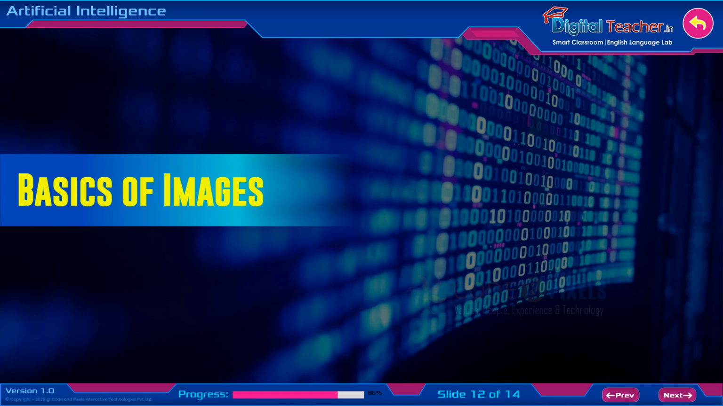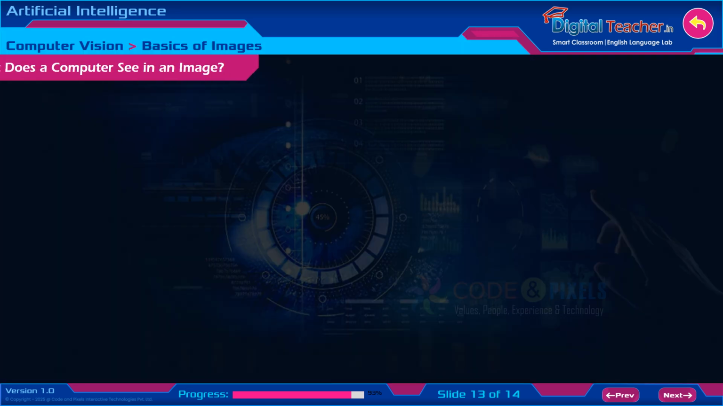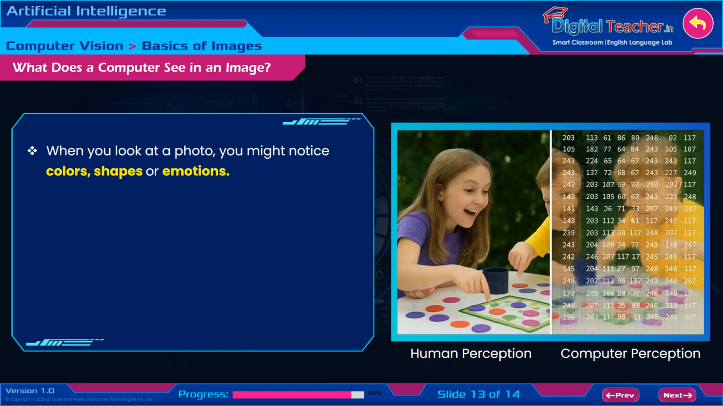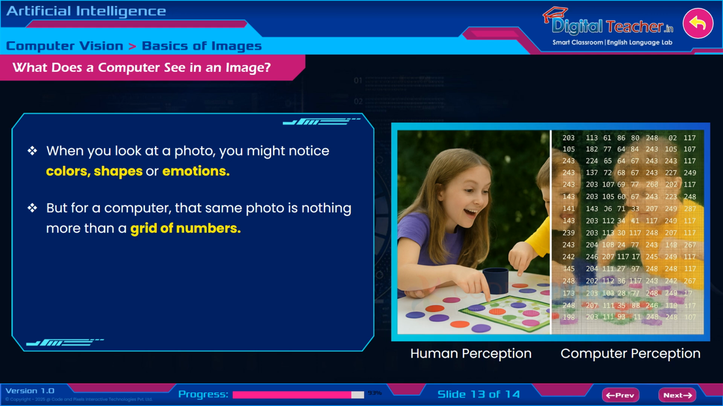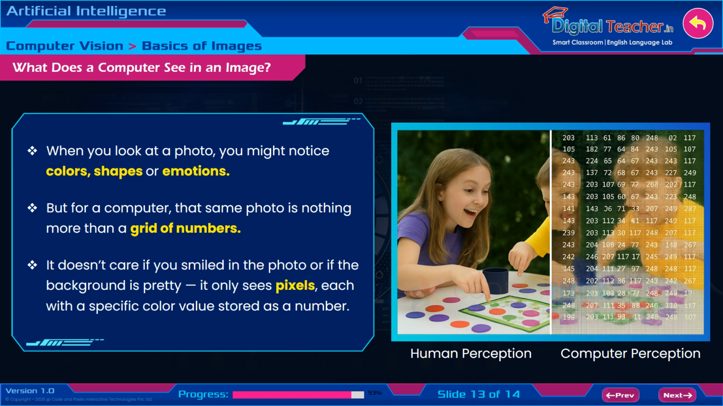Basics of images. What does a computer see in an image? When you look at a photo, you might notice colors, shapes, or emotions. But for a computer, that same photo is nothing more than a grid of numbers. It doesn't care if you smiled in the photo, or if the background is pretty, it only sees pixels, each with a specific color value stored as a number.